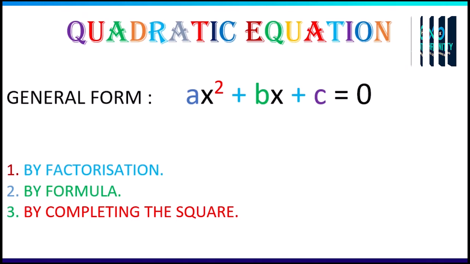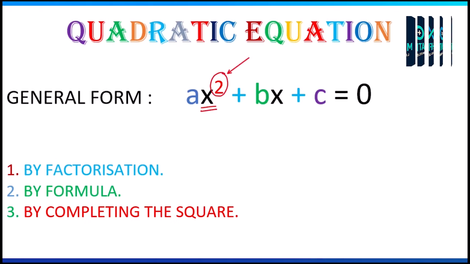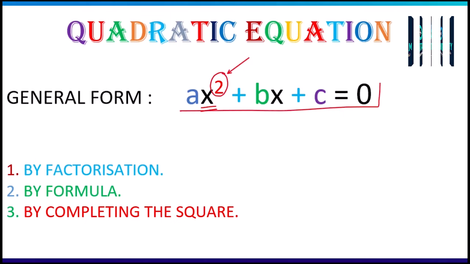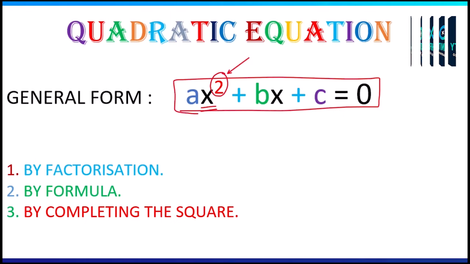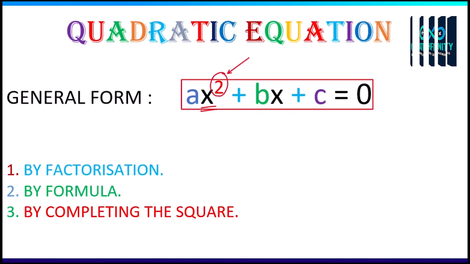Whenever you see x square, the highest power of the variable, here the variable is x, if the highest power is 2, that is called a quadratic equation. Ax square plus bx plus c, where c is a constant number, equal to 0. This is the general form that you have to keep in your mind.